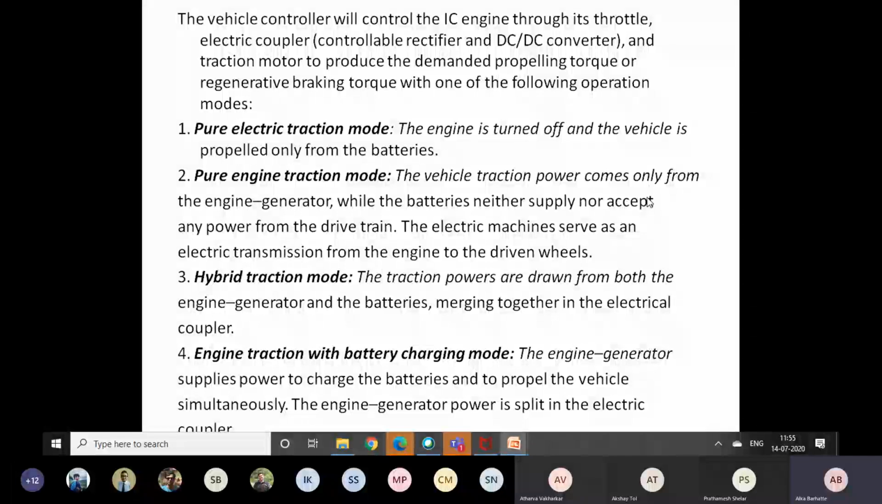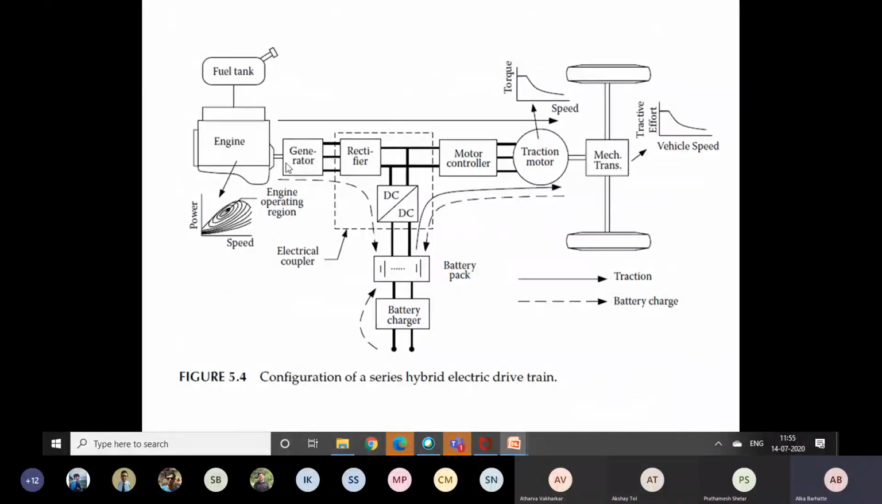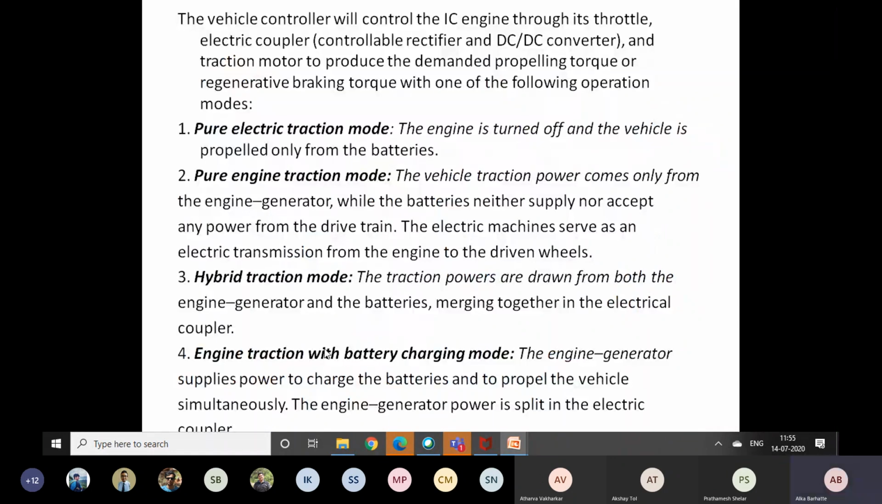Hybrid traction mode, as I said, whenever you are driving in hilly areas, we require more power, and that more power can be obtained from the engine as well as from the batteries. So that is hybrid traction mode. We are obtaining power from the engine as well as the battery combined, and that combined power will be transferred to the motor.